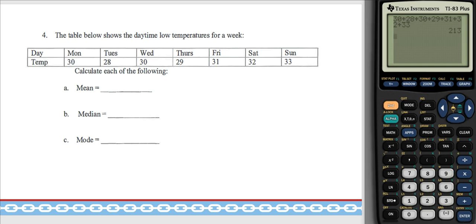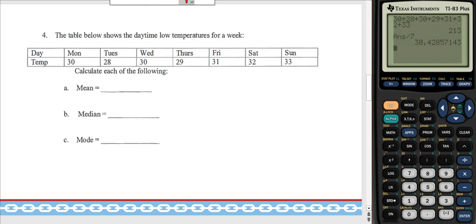right, I get a sum of 213. And then to find that average, then I would divide that total by the number of data pieces. So I get, right, I had the total there of 213 over the 7 days for an average then of 30.4 degrees each day.